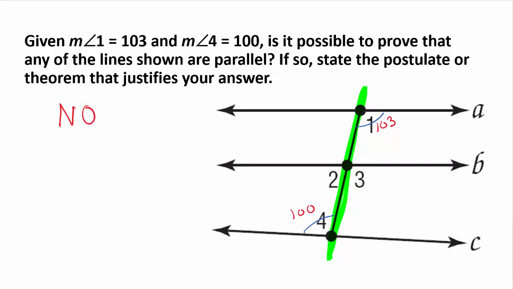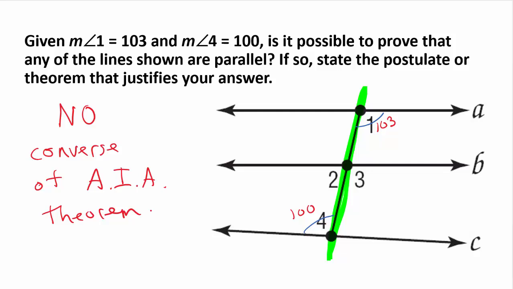And what we used was the converse of the alternate interior angles theorem. We said those have to be congruent so that we can then say that the lines are parallel. But because they're not congruent, we cannot say that they are parallel. So A and C are not parallel.